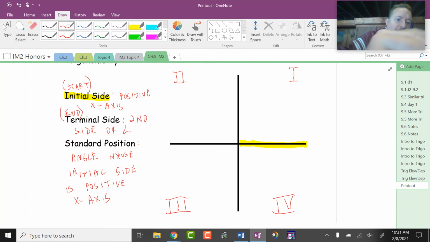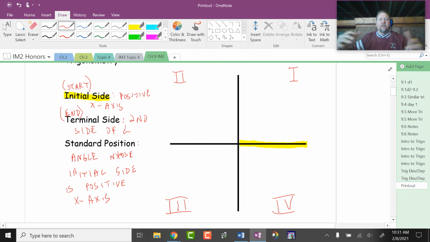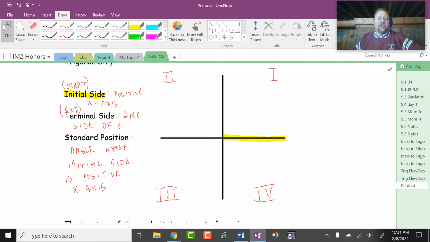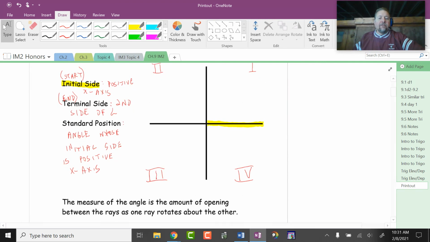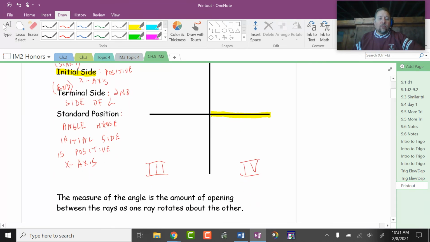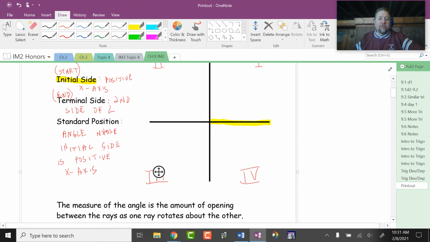Sorry for my bad writing here. It's an angle whose initial side is the positive x-axis. And then I just stopped. The terminal side could be anywhere. I didn't feel like writing that. All right. So here's your first thing. I think I just have a general statement down here. The measure of an angle is the amount of opening between the rays as one ray rotates about another.